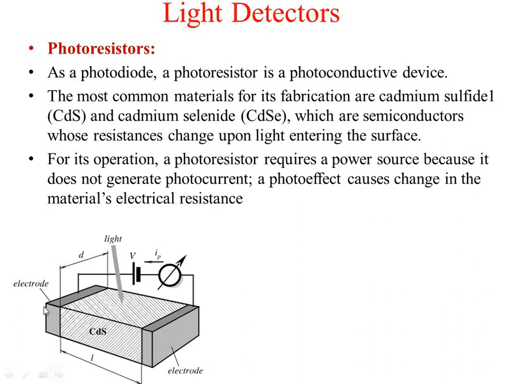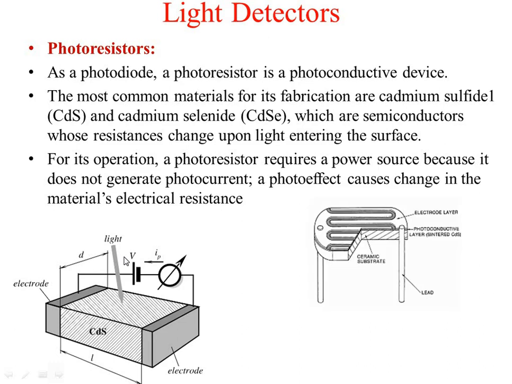You can see that there are two electrodes and the material is cadmium sulfide, and to these two electrodes you apply a battery. When light falls on the cadmium sulfide material, the current flowing through the circuit will change because the resistance is changing, and we know that V is equal to I into R. So if R is changing, obviously I will change because V is constant. This is the principle used in the photoresistor.